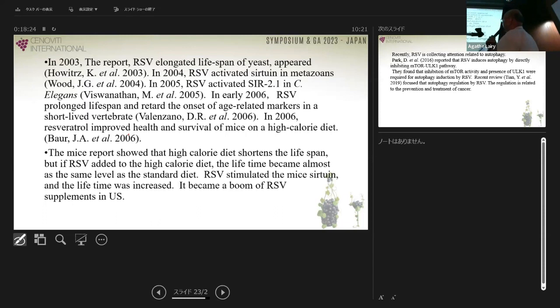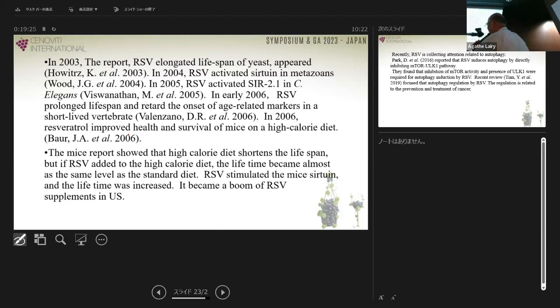In 2003, a report appeared that resveratrol elongated the lifespan of yeast, and in 2004, resveratrol activated sirtuin in metazoans, and in 2005, resveratrol activated sirtuin in C. elegans, and in early 2006, resveratrol prolonged lifespan and delayed the onset of age-related markers in a short-lived vertebrate. And in 2006, resveratrol improved health and survival of mice on a high-calorie diet. The mice report showed that the high-calorie diet shortened the lifespan, but if resveratrol was added to the high-calorie diet, the lifetime became almost the same as on the standard diet. So resveratrol stimulated the mouse sirtuin, and the lifetime was increased.